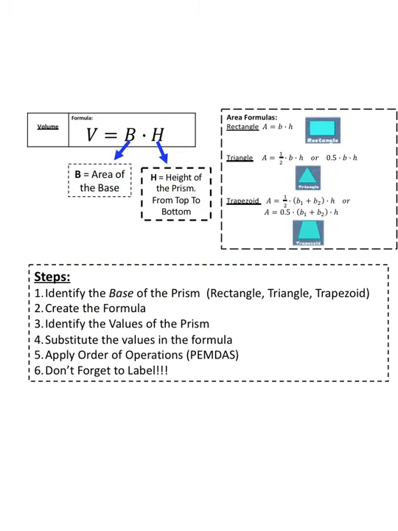Alright, and here's all the information on volume. You have your formula for volume of a prism. This is a general formula, right? And then you have all the formulas for area of a rectangle, triangle, and trapezoid that you need in order to create your formula for volume of a prism. And then we also have the steps. So make sure you have this all written down so you can use this to help you for your project that will be assigned next week.